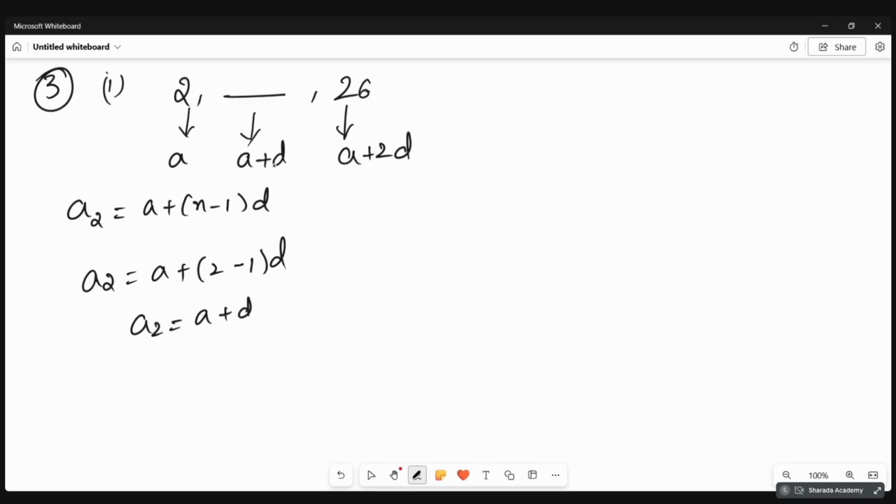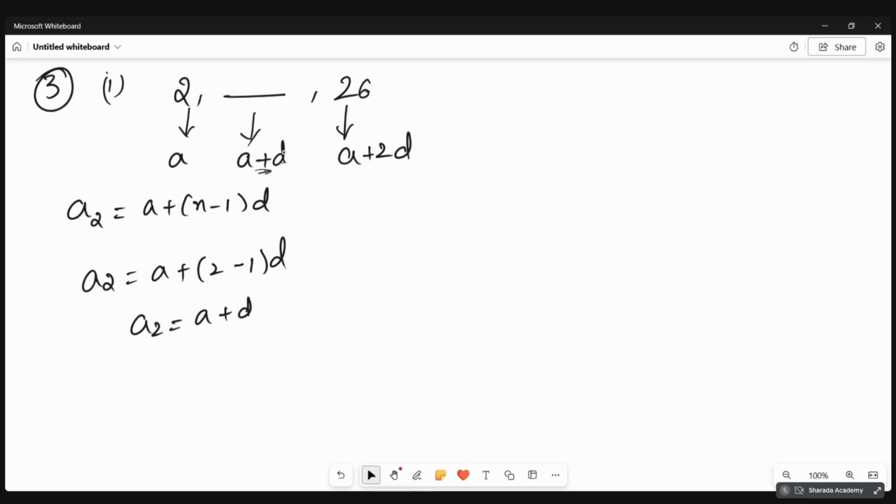Always, when you write it as an equation like this expression, if it is A2, you will get A plus D. A3 means A plus 2D. It is one less than the term number. Understood? n minus 1, you will get like this. So, we have to find A plus D.